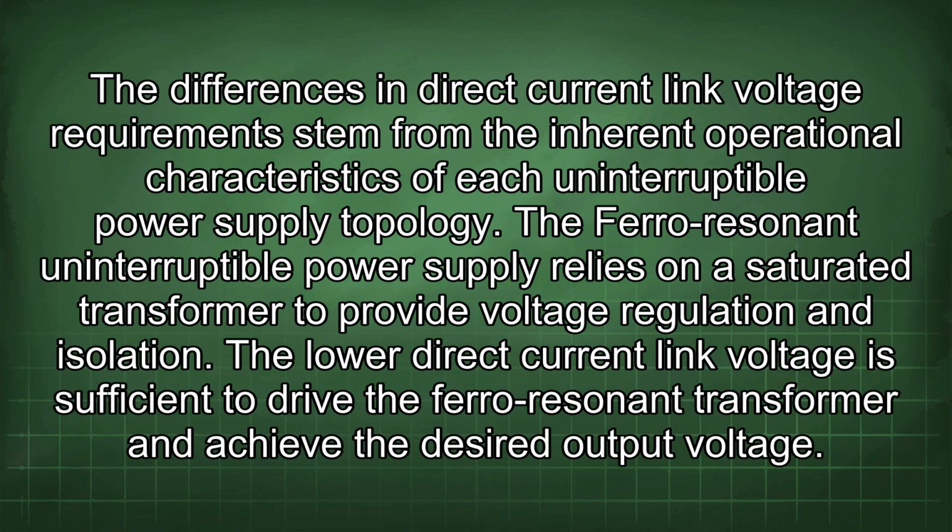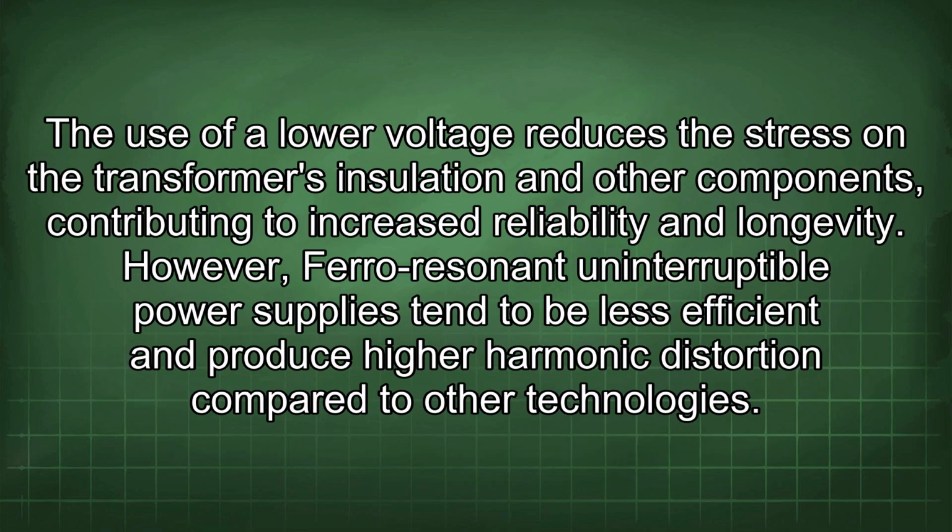The differences in direct current link voltage requirements stem from the inherent operational characteristics of each uninterruptible power supply topology. The ferro-resonant uninterruptible power supply relies on a saturated transformer to provide voltage regulation and isolation. The low direct current link voltage is sufficient to drive the ferro-resonant transformer and achieve the desired output voltage. The use of a lower voltage reduces the stress on the transformer's insulation and other components, contributing to increased reliability and longevity. However, ferro-resonant uninterruptible power supplies tend to be less efficient and produce higher harmonic distortion compared to other technologies.